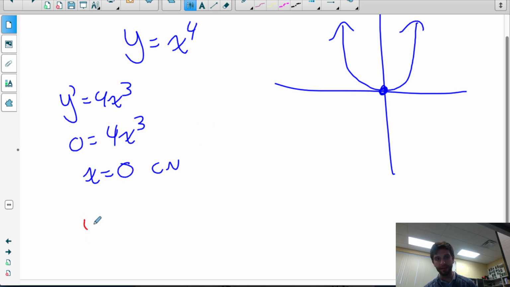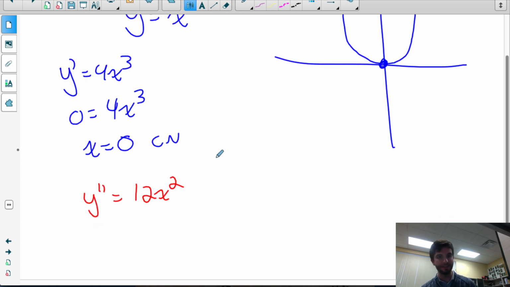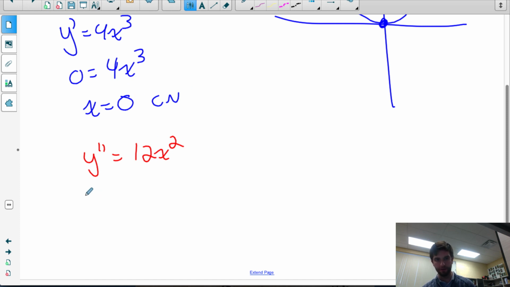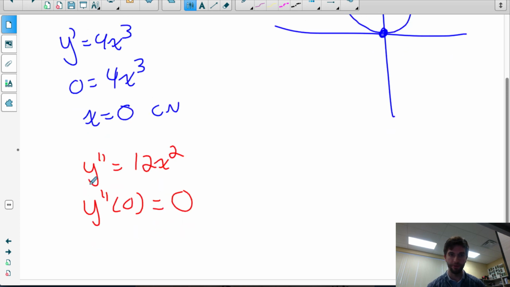So second derivative test, we'd look at the second derivative, we'd get 12x squared, and then we would want to actually test the x value, the critical number, into the second derivative to see if this function is concave up or concave down at that point. So we'd plug 0 in, y double prime at 0, and we would get 0. So that indicates to us that it's not concave up or concave down at that point. So the second derivative test actually failed there. It didn't tell us it was concave up, indicating a local min.